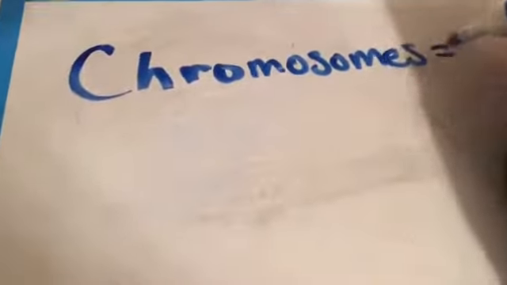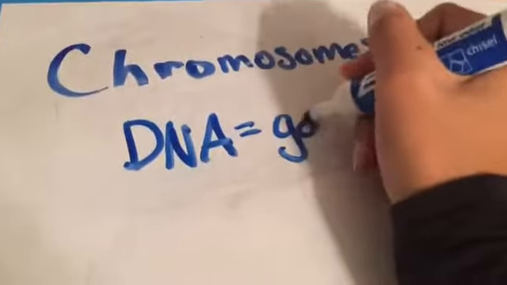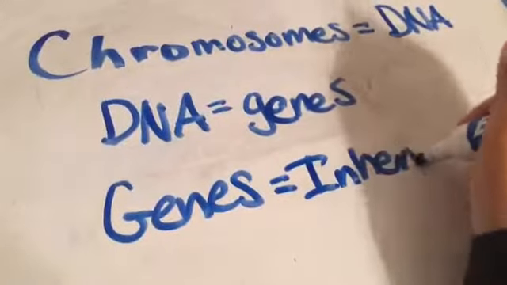Chromosomes are bundles of DNA held by proteins. Sections of DNA are called genes. These genes are what are passed on and cause our traits.